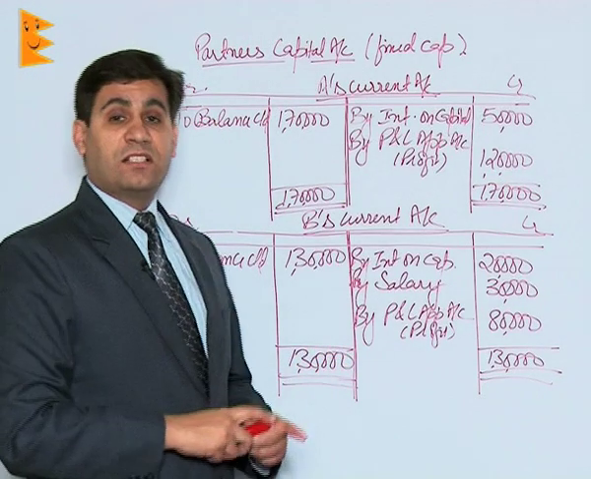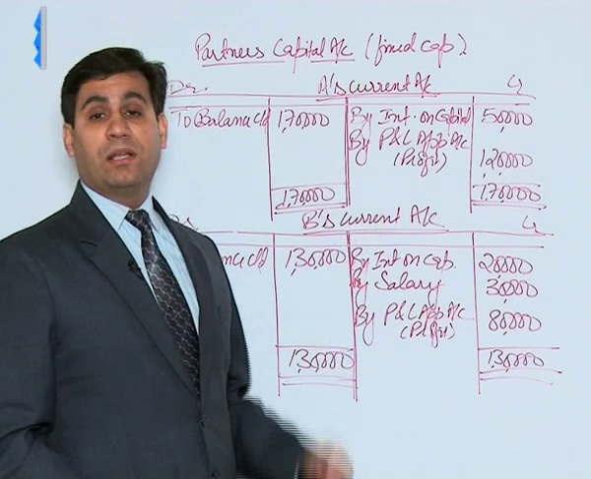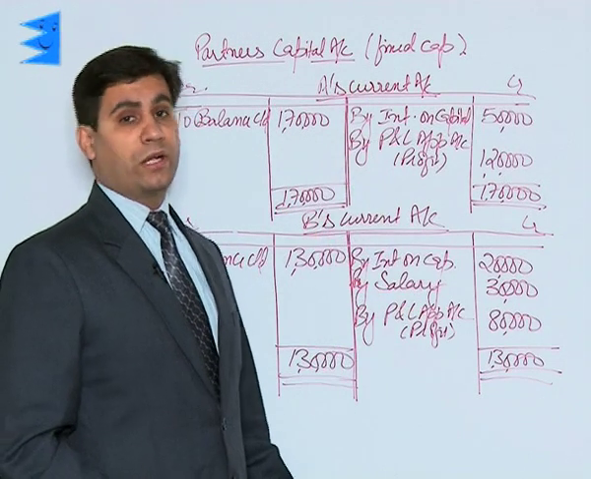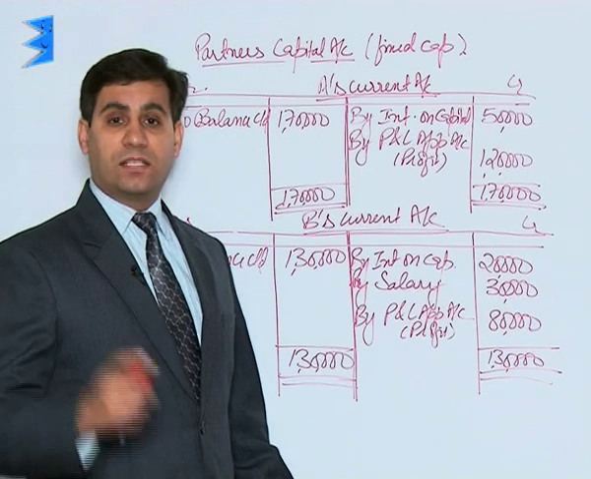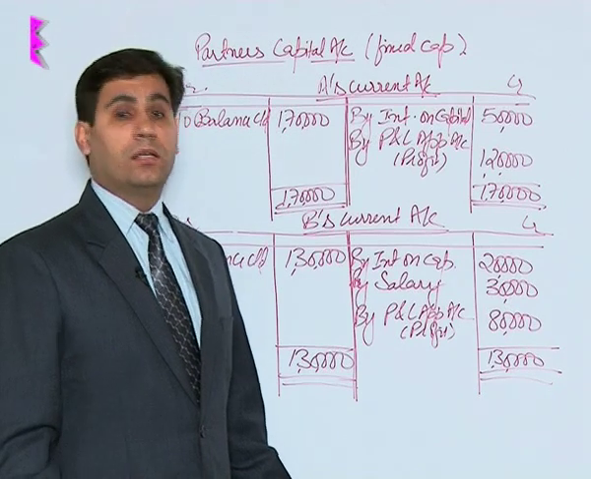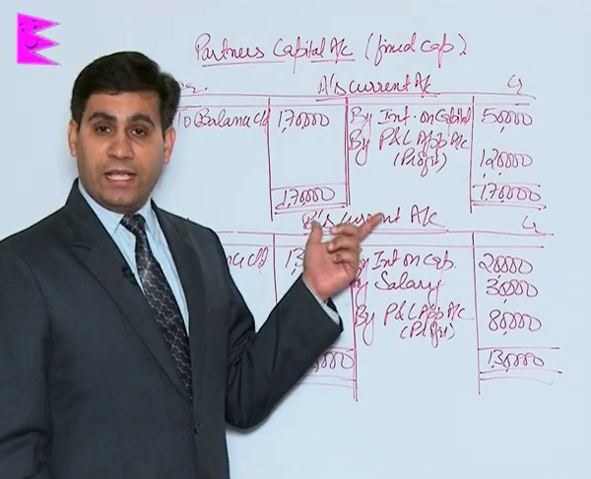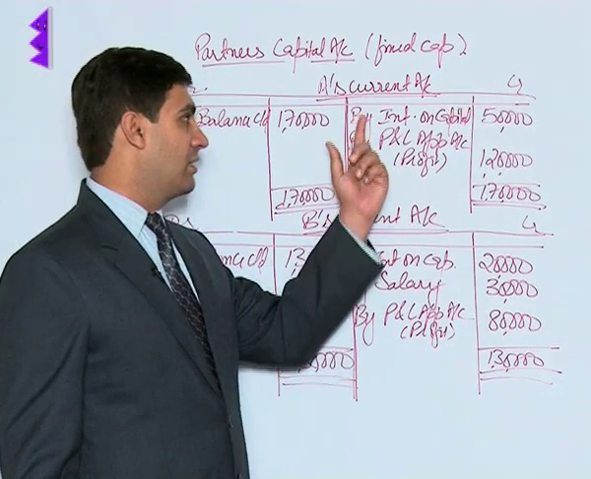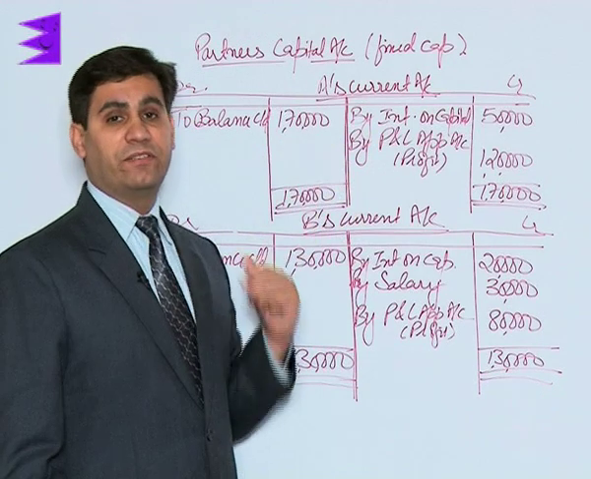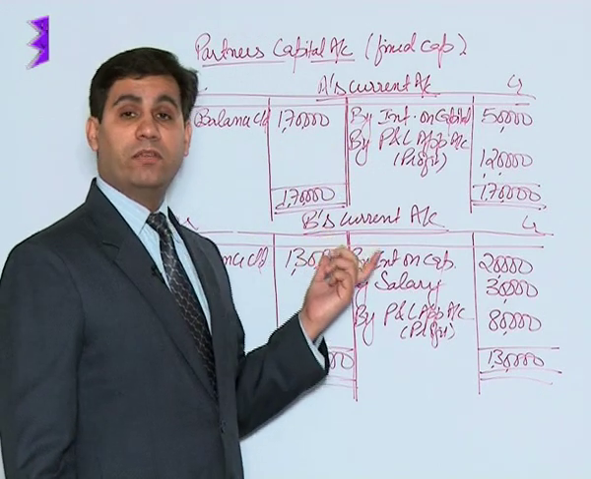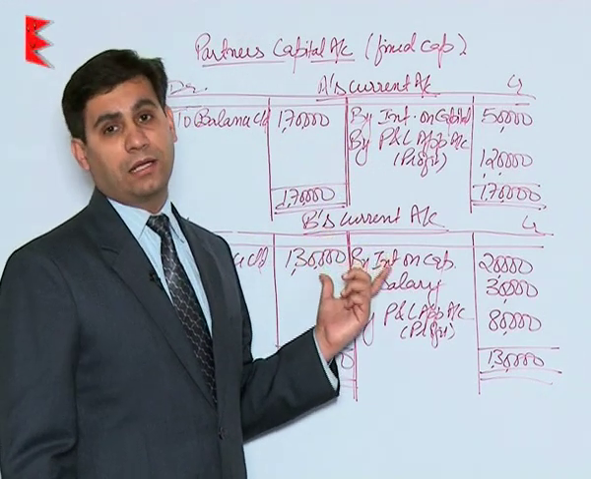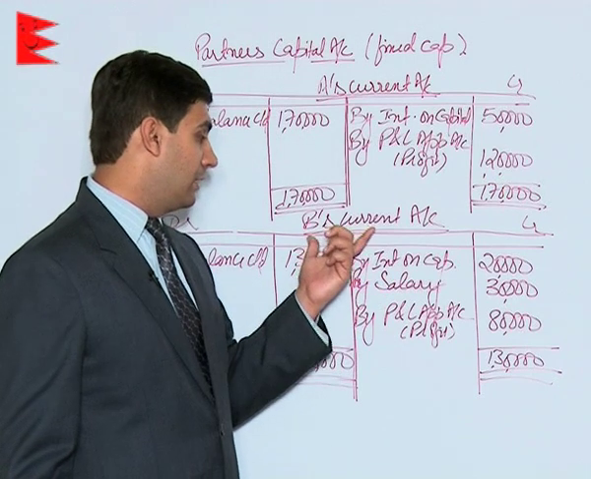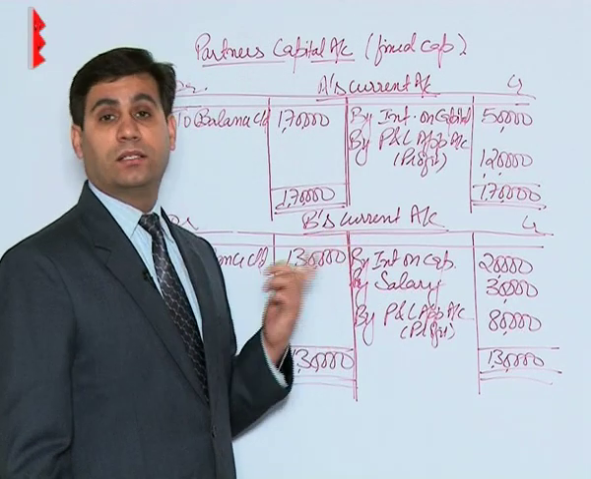So now students, this makes it very clear that in case fixed capital accounts are there, we will have to prepare two accounts for each partner, that is capital account and current account. For A, you can recall that the capital account showed a balance of 5 lakh, whereas the current account is showing a balance of 1,70,000. For B, we can recall that the capital account had a balance of 2 lakh and the current account is showing a balance of 1,30,000.